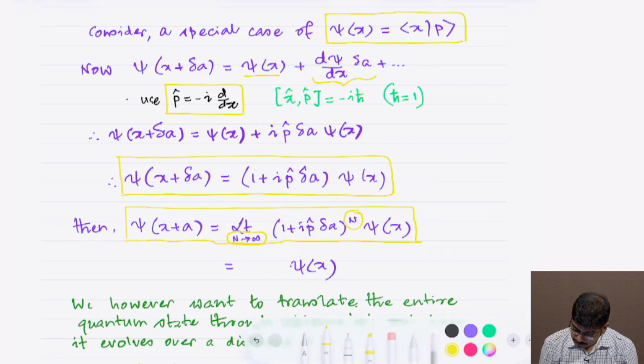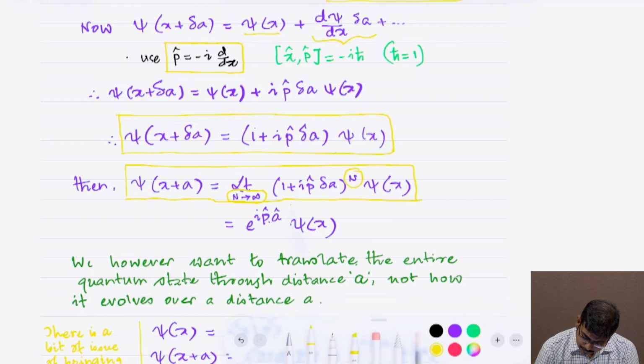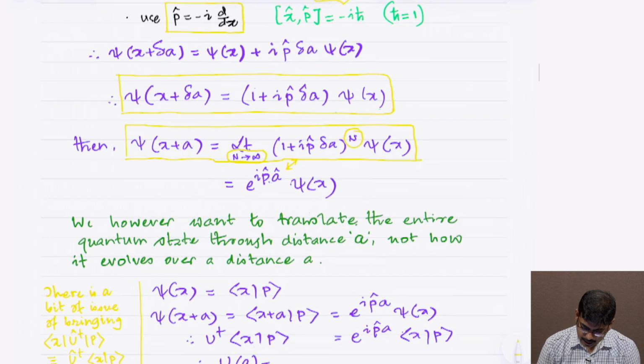Now, I would like to say that this is nothing but e to the power i p a. If you are not very happy with this expression, I would like to urge you to go back and see how exactly this equivalence can be brought up. Many of you can see that this will give you 1 plus i p a, then the next term of the expansion and so on. You simply Taylor expand all these terms, you get that infinite series, which is simply e to the power i p·a psi(x).